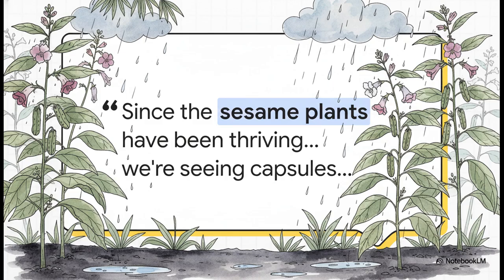Okay, let's set the scene exactly where our story kicks off. Ang writes, since the sesame, or Sesamum indicum, plants have been thriving during this raining season, we're seeing capsules forming now that the flowers have faded. Just picture that lush, rainy season setting for a second. The heavy rains have totally done their job, those beautiful flowers have had their moment in the sun, and as they naturally fade away, they make room for some seriously exciting new growth. It's that perfect transition point in the garden.